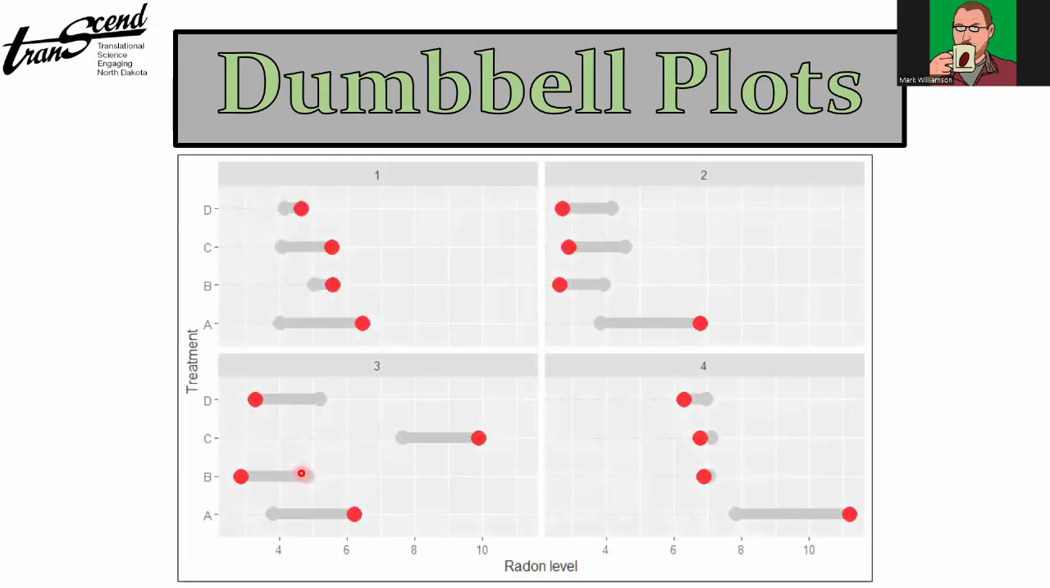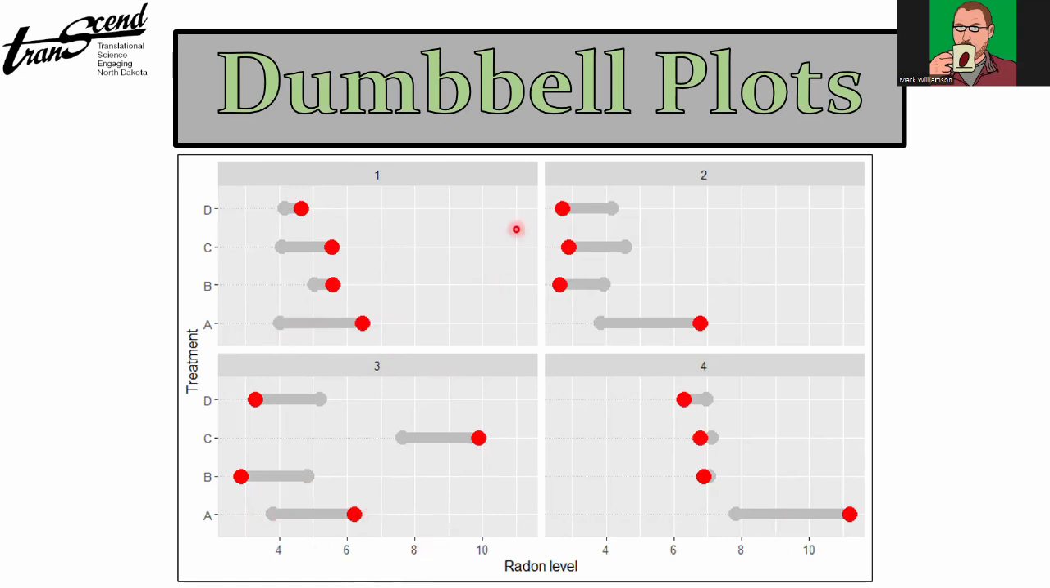And this is what I get. You can see the groups are the different boxes, so there's group 1, 2, 3, and 4, and within it, they each have treatment. And this is kind of interesting. The radon after is the red. You can see for some treatments, like treatment A, looks like radon pretty much always went up.